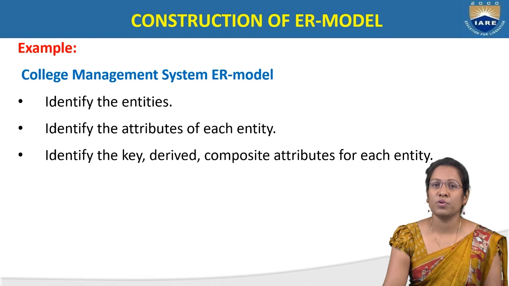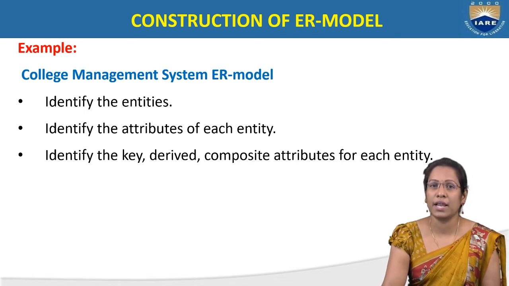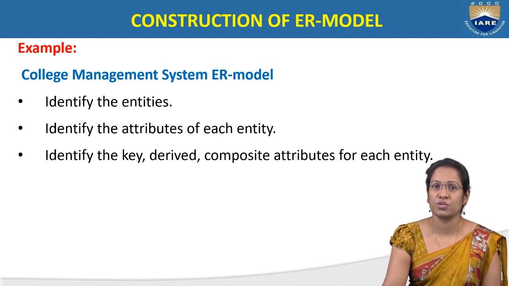And next one, composite attribute: an attribute that contains more than one attribute. If I take the address, an address is again subcategorized into some more attributes. Such types of attributes are called composite attributes. So this third step is that we need to differentiate the types of attributes.